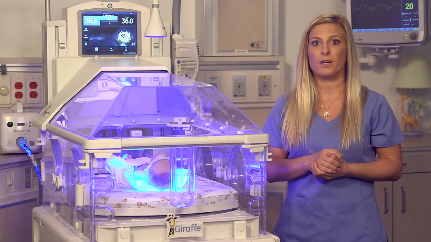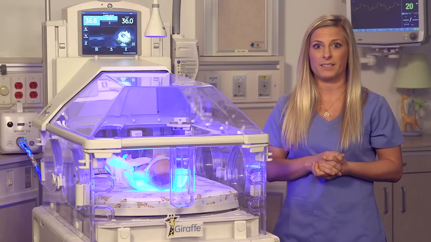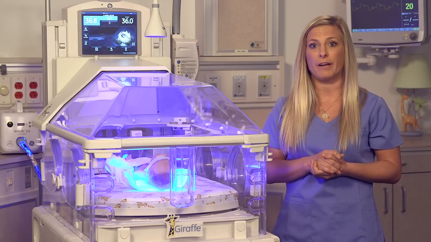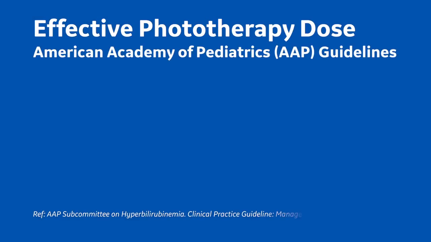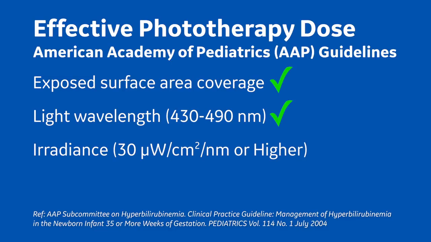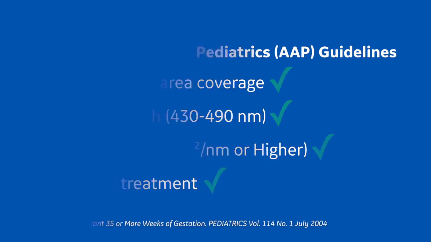Back in 2004, the American Academy of Pediatrics, the AAP, came out with the Clinical Practice Guidelines, Management of Hyperbilirubinemia in the Newborn Infant 35 or More Weeks of Gestation. Per the AAP guidelines, effective phototherapy is an equation of the exposed surface area coverage, light wavelength, the irradiance or intensity of the light, and equally important, the duration of exposure to phototherapy to decrease the bilirubin to safe levels. These 4 things help to make up the effective overall dose of phototherapy.